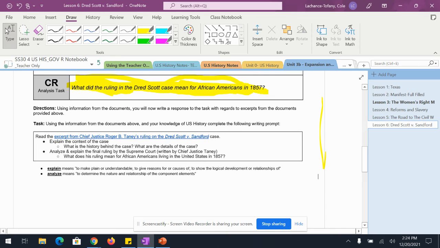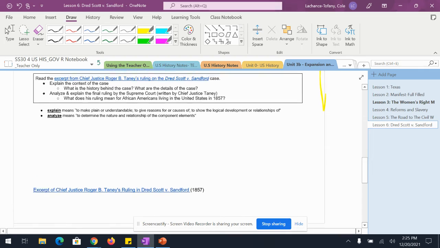And what you're going to do, you're going to answer that question in the form of a paragraph while answering these sub-questions. So explain the context of the case, meaning what was the history behind it, what are the details of the case, and then analyze and explain. You've been doing this all year, just in case you don't remember. That's the definition of both those words right down there. Analyze and explain the final ruling by the Supreme Court, aka what does that ruling mean for African Americans living in the United States in 1857.